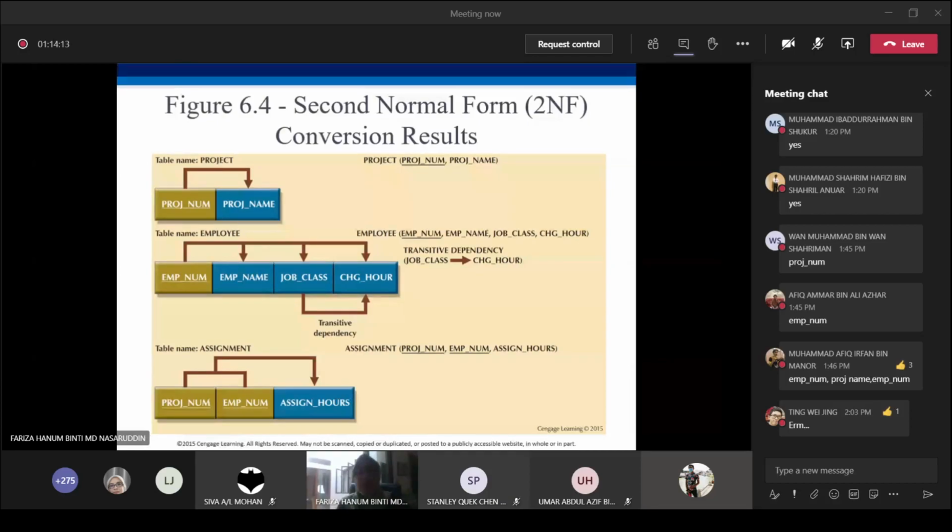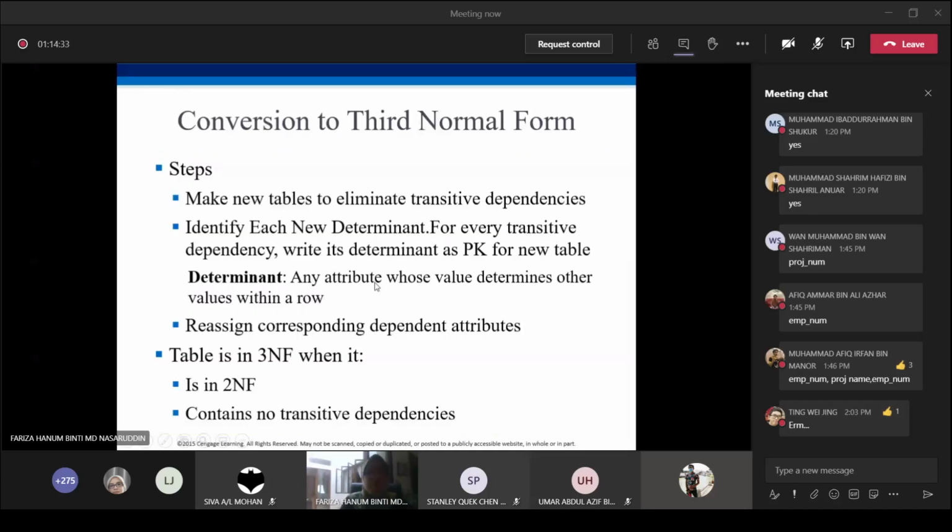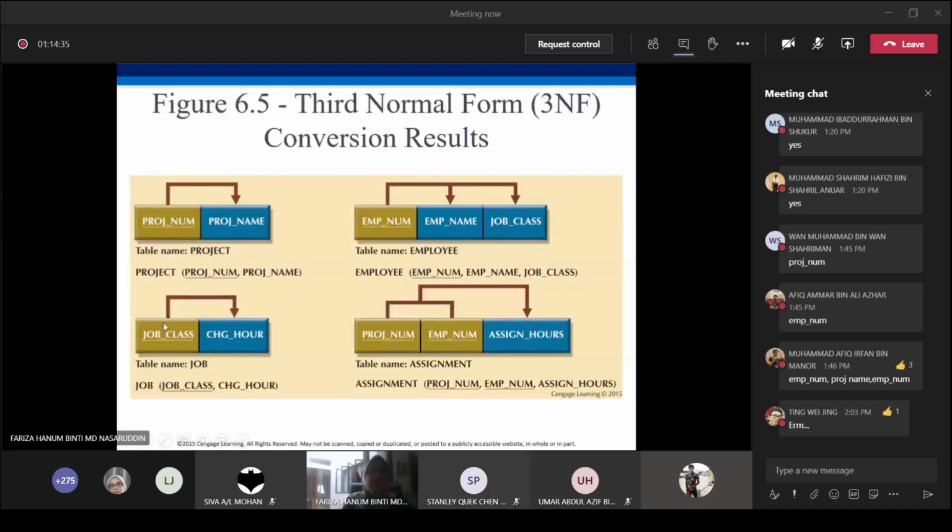You take out job class, you take out charge per hour, okay, you take out charge per hour, that becomes a new table. This becomes a new table. You take out the job class, you take out the charge per hour, that becomes a new table.